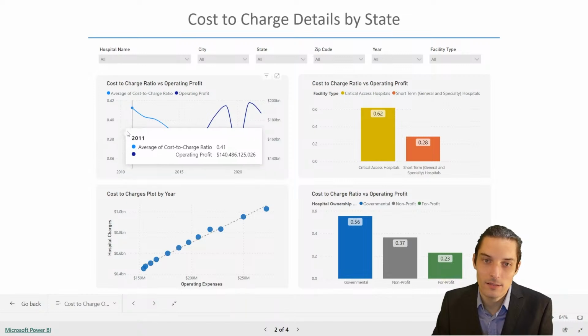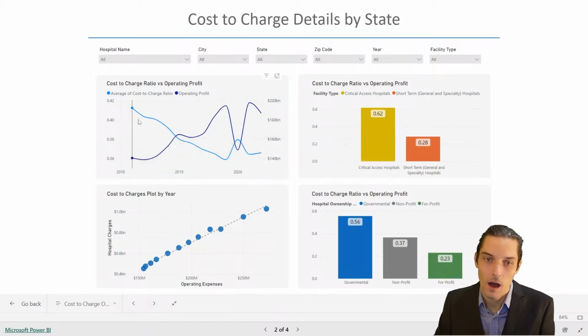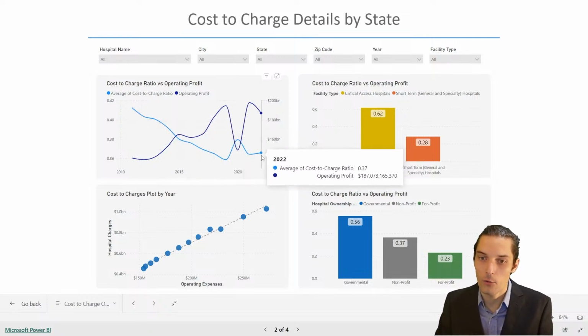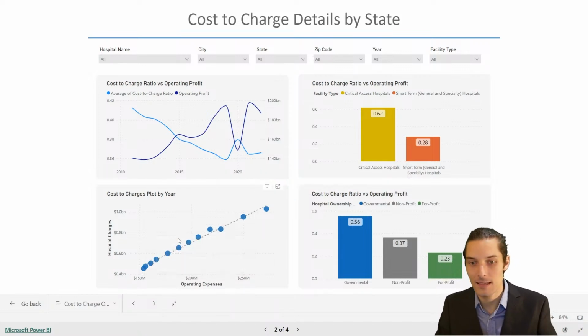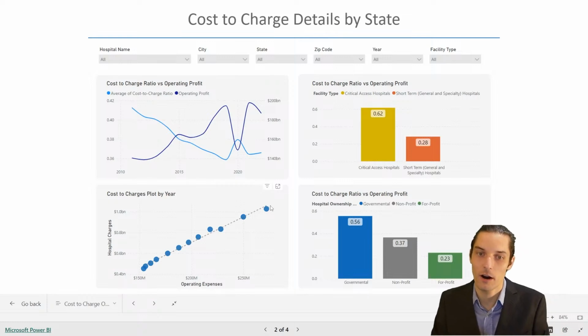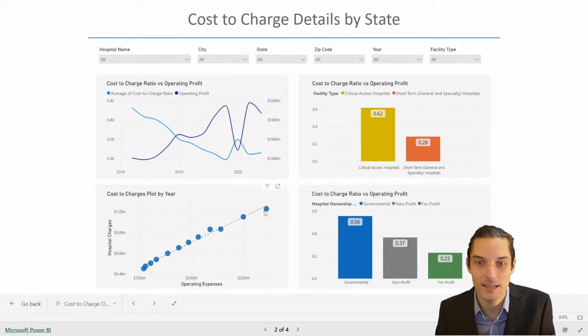Really, since 2010 to today, we're seeing our cost to charge ratio go from 0.41 all the way down to 0.37. So you say, okay, that's a big change, but really 0.41 to 0.37 is high, and it's trending downward, but not trending downward that quickly. Over the years, you may see this line flatten out a little bit or get steeper, but you're going to see it every year be in line with these cost to charge ratios over time. And it's almost like clockwork once you understand what to look for.